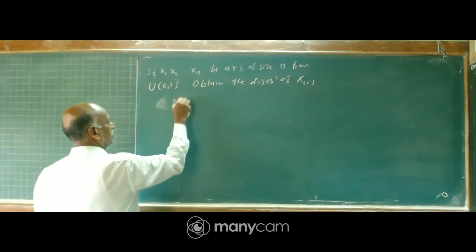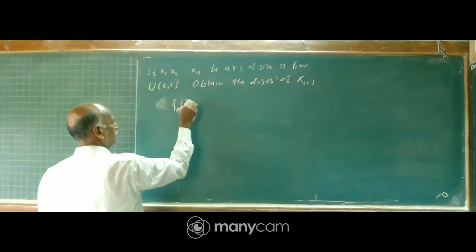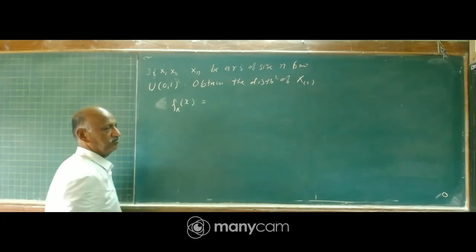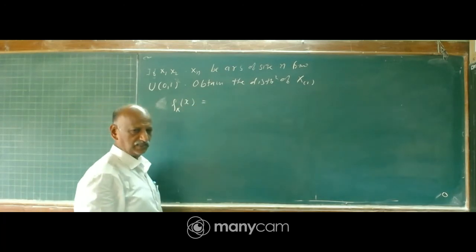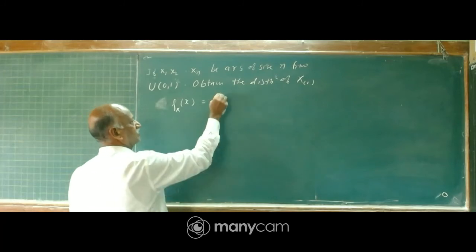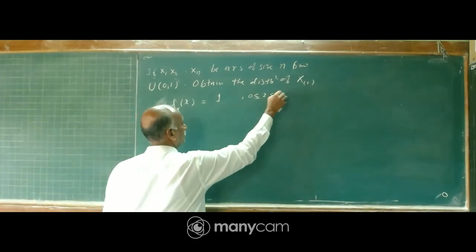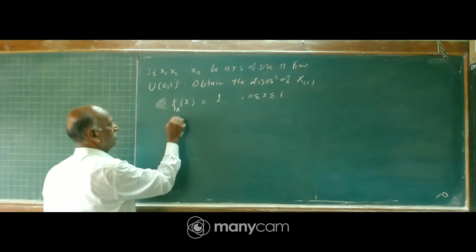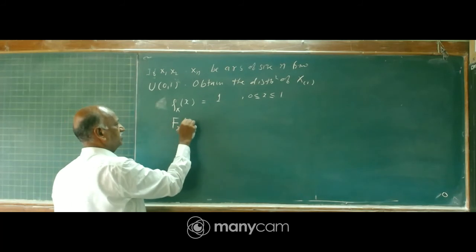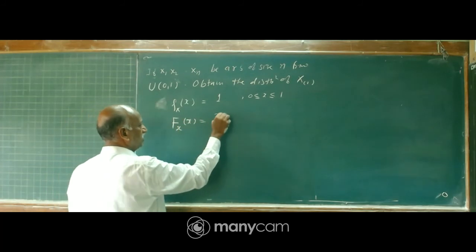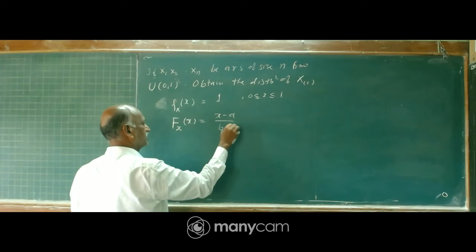So our f(x) is equal to 1 upon b minus a. b is 1, a is 0. Therefore f(x) is equal to 1 for 0 is less than or equal to x is less than or equal to 1. The cumulative distribution function F(x) is equal to x minus a divided by b minus a.